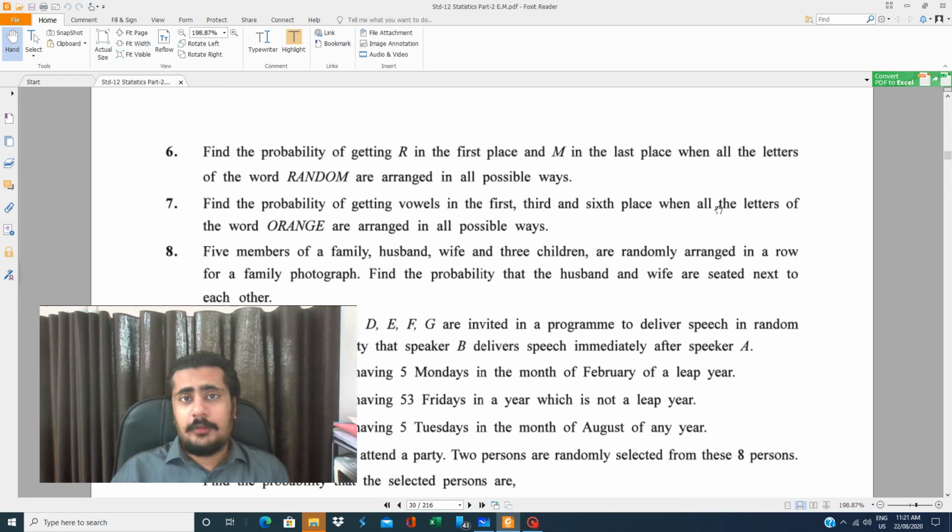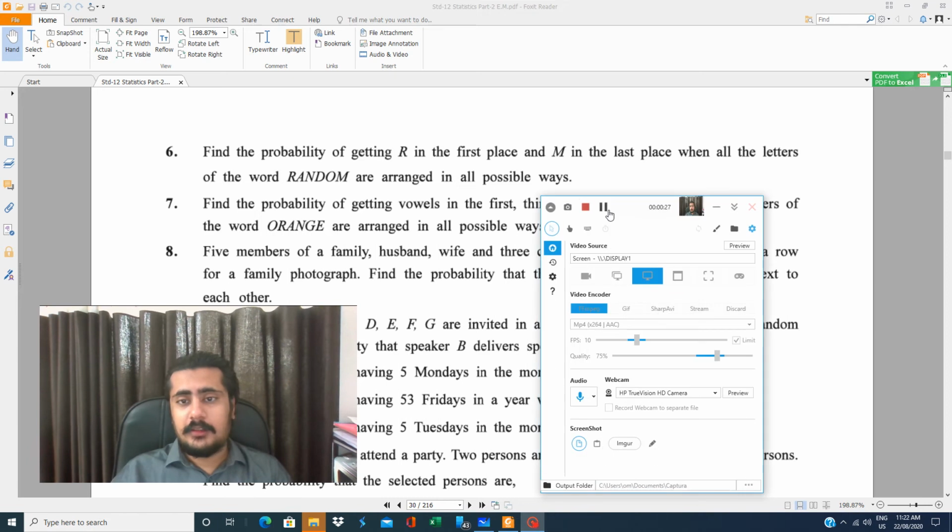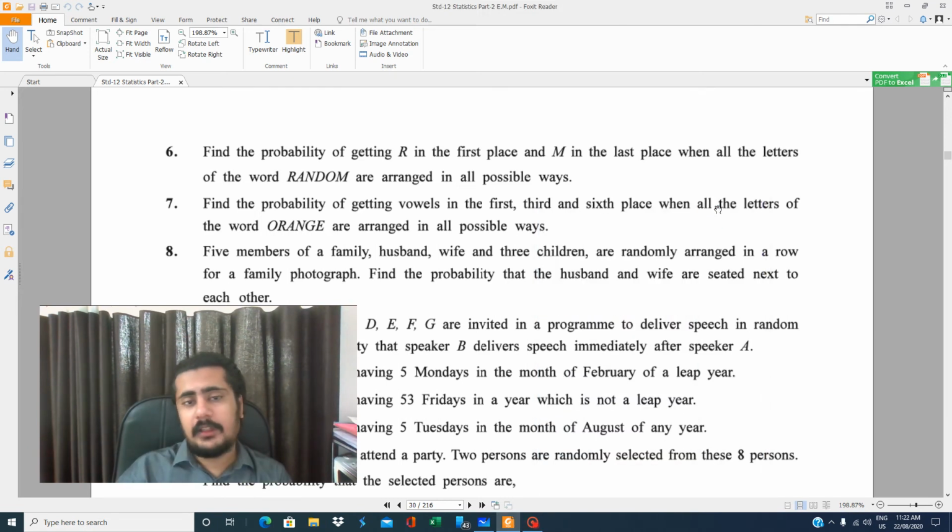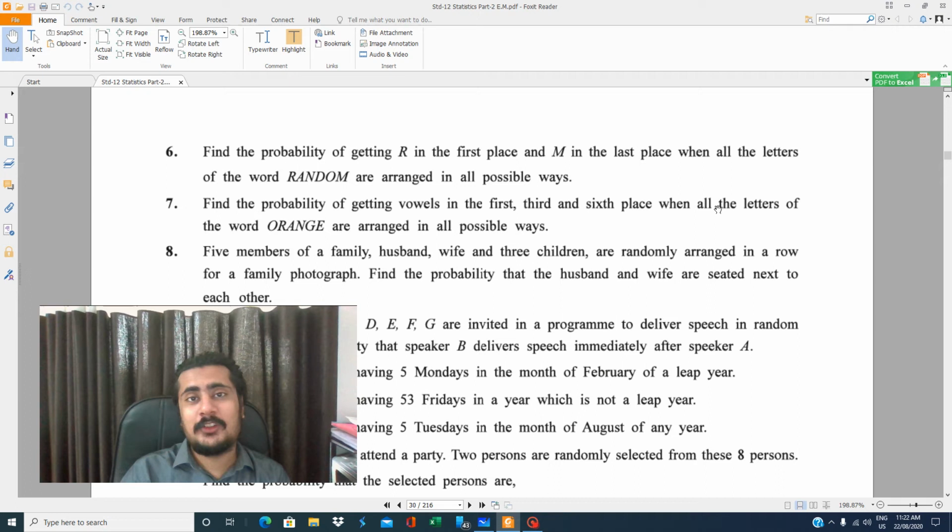We are doing Standard 12th, Part 2, Chapter 1, Probability, and we are currently in exercise 1.2. So far I have completed 13 lectures of this chapter, and this is my 14th lecture. You are obviously requested to see the past 13 lectures for this particular lecture. In the last lecture, we solved the eighth sum of exercise 1.2.